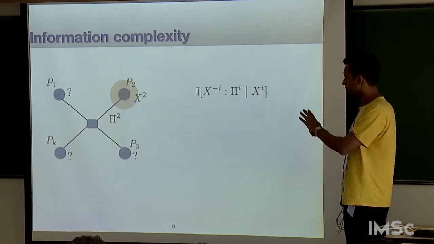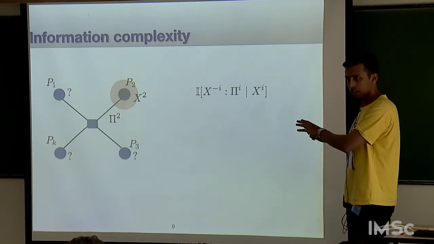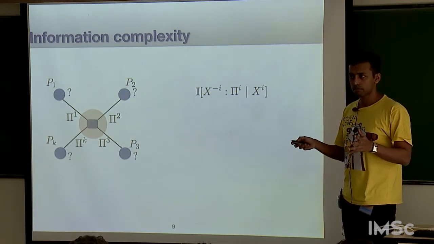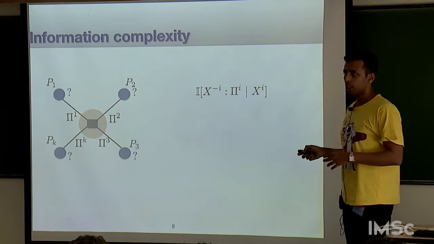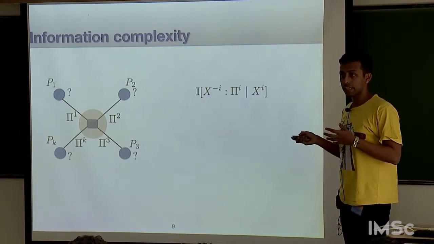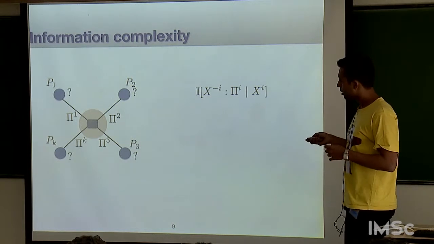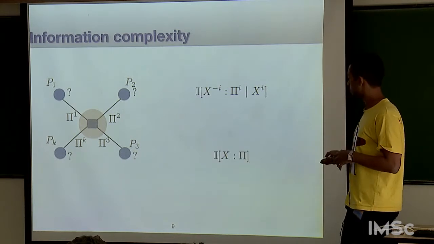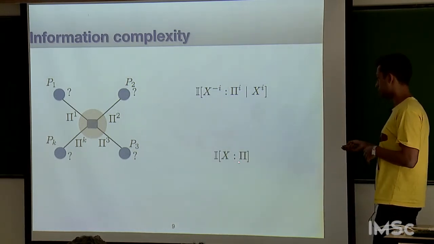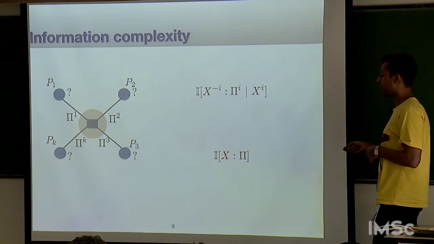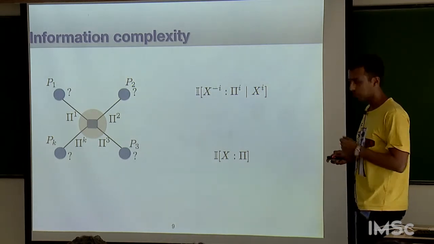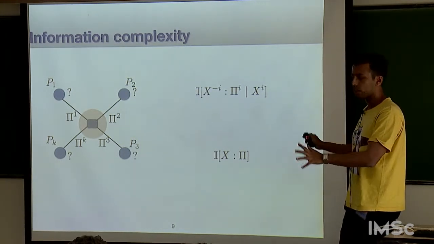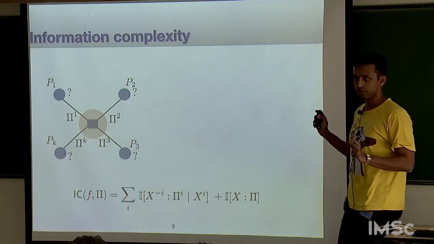Now we can just look at it from the viewpoint of the coordinator, which says that, well, the coordinator can see all the transcripts. He knows what is going on, but what he lacks is the input. He doesn't have any input. So the idea is that by seeing all the transcripts, how much he can deduce about the input of the players. This can be formalized by this notion that, seeing the transcript, how much information he gets about the input. Now the information complexity of a protocol in the message passing model is nothing but a combination of these two terms.